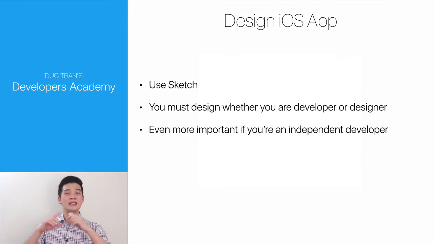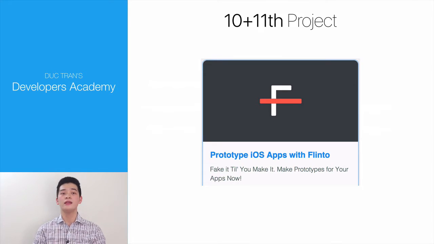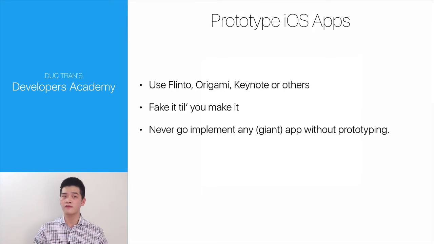Next, after you design iOS apps, then do prototype your apps. In the 10th and 11th projects, we'll learn to prototype iOS apps in Flinto. There are other tools to make prototypes of iOS apps like Origami or Keynote, or there are other things I'm not sure of, but I recommend Flinto or Origami. Okay? Keynote is a very cool way to do it also because there are tons of animation stuff in Keynote, right?